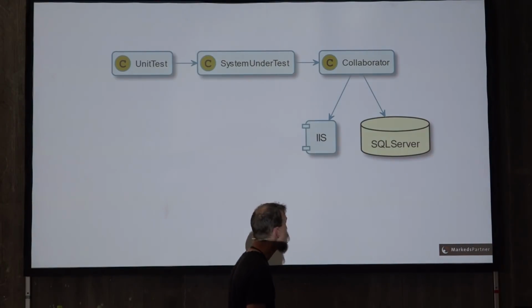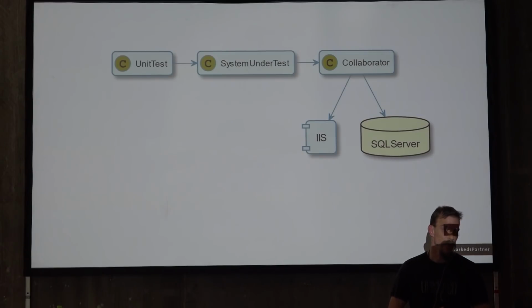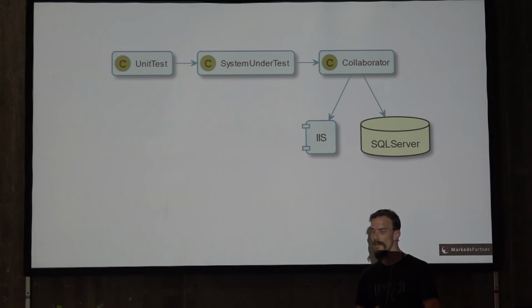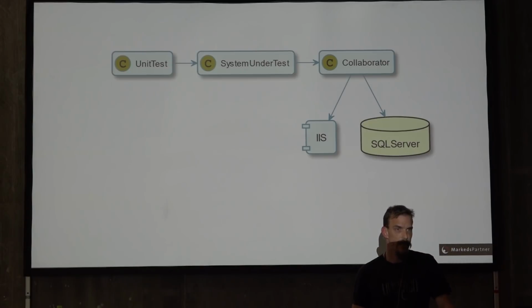So imagine we have this scenario where we have a unit test, and we have our system under test, and we have some collaborator, and that collaborator uses something in IIS. So it does Server.MapPath, this and that, it's going to blow up. And it goes select this and that from the database.